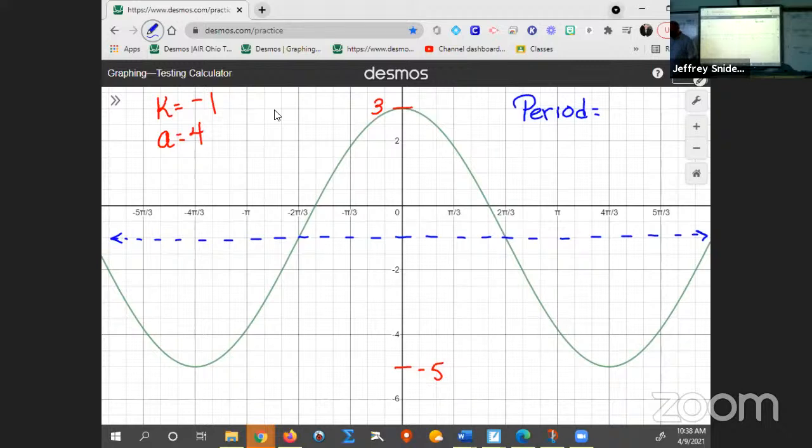You guys have any ideas at all of how I'm going to find the period? I mean, there's a lot of ways of doing it. What do you think, Brady? The two, you mean this spot and this spot? Yeah. Yeah, guys, it's exactly what you could do. Max to max, that's a what? Period. Minimum to minimum could be a period.